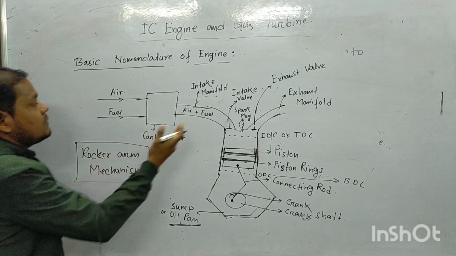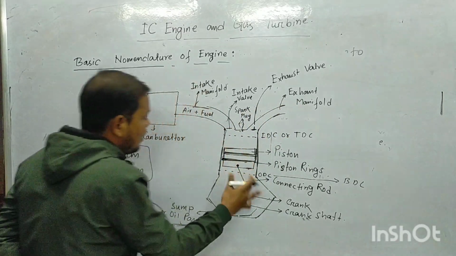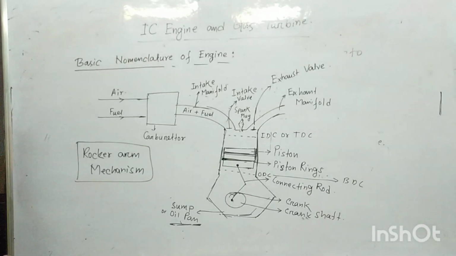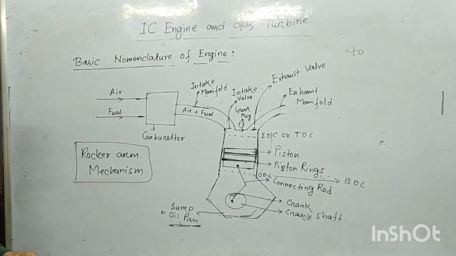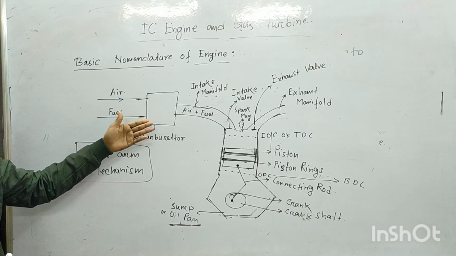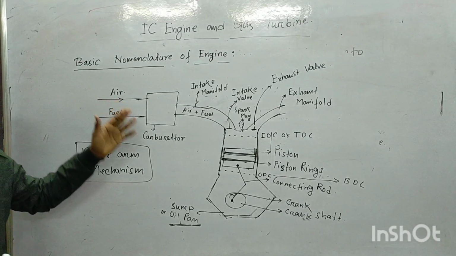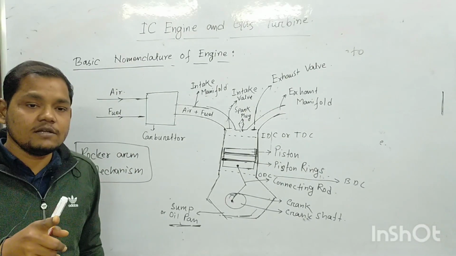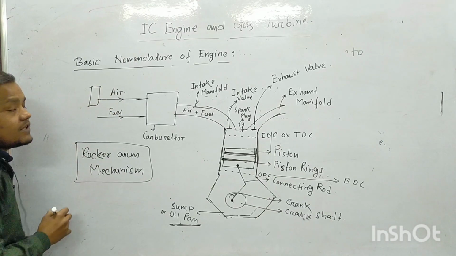The exhaust valve, the exhaust manifold and all other things are generally the same in the case of a CI engine. In the place of a carburetor there will be no carburetor. You can say that in the place of the carburetor there will be an air filter, but in the case of an SI engine there is also an air filter. Where is the air filter? The air filter is here. This is the air filter.